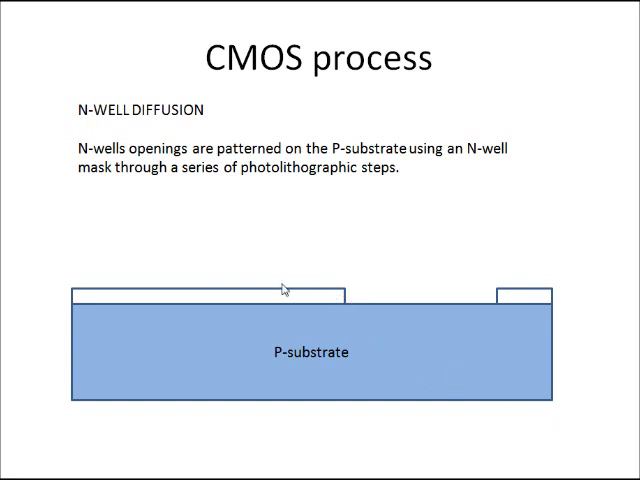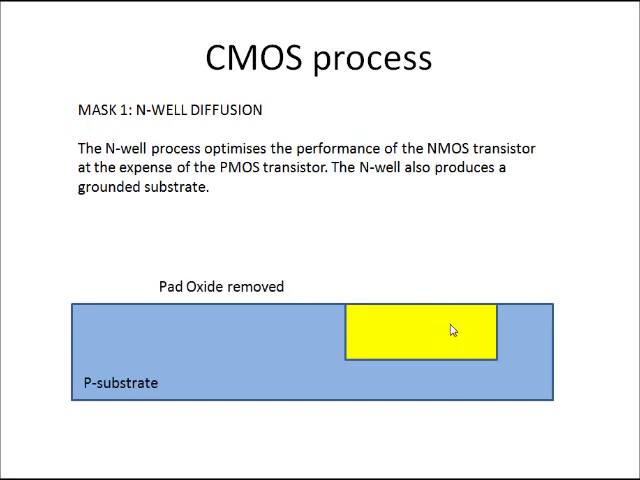In order to create the N-well, we go through a series of photolithographic steps in which we create the patterns or openings for the N-wells, and then we implant the surface of the exposed P substrate with phosphorus so that it becomes N-doped, and then after which we subject the wafer to high temperatures so that the dopants are driven into the substrate such that it changes the nature of the substrate from P doped to N doped.